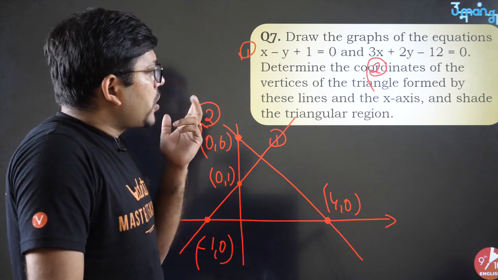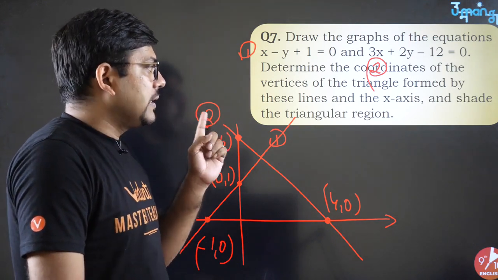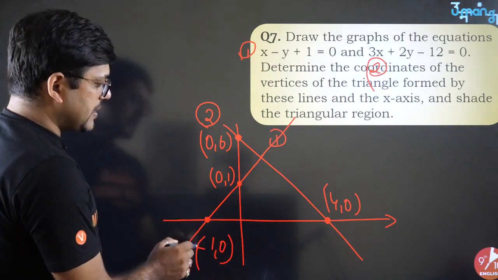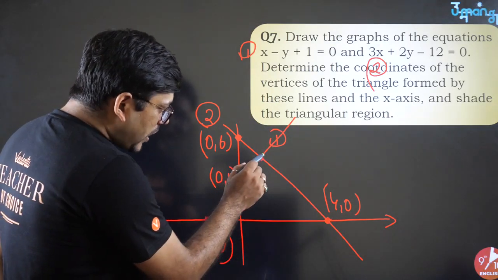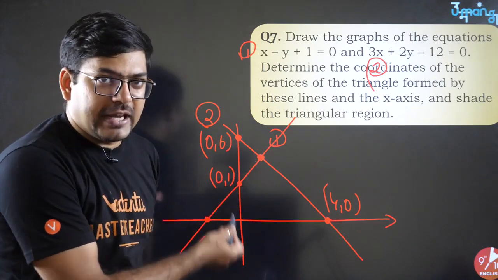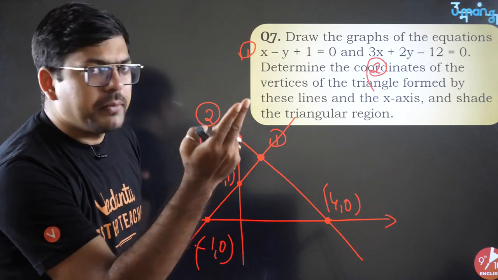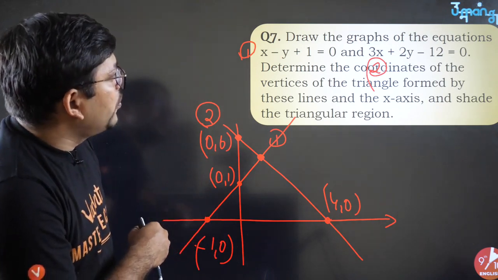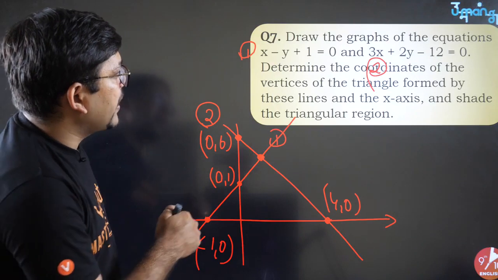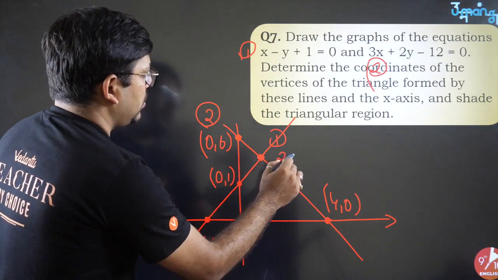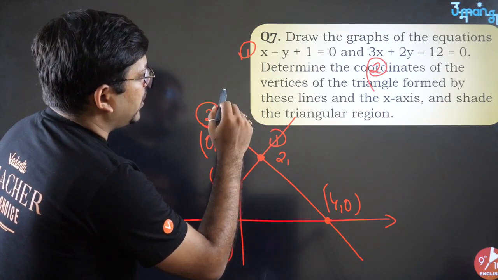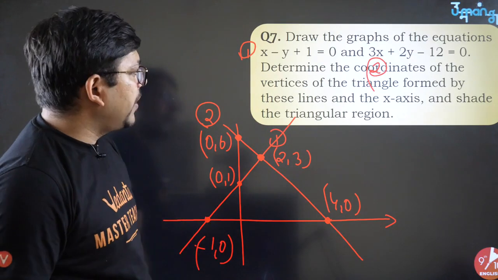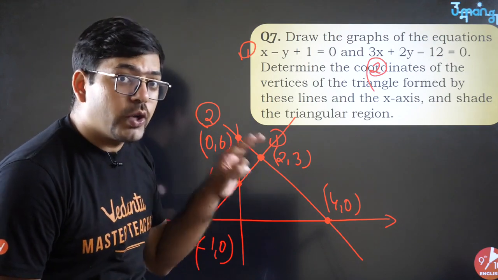Now, determine the coordinates of the vertices of the triangle formed by these lines and the x-axis. The x-axis coordinates we have already found. Now this other coordinate you have to find, which you can find using the graph method, or I can find it using my brain. y is x plus 1, so 5x equals 10 and x is 2. So 2 comma, y is 3. This is (2, 3). So you have got all the coordinates. That's what you have to find here.